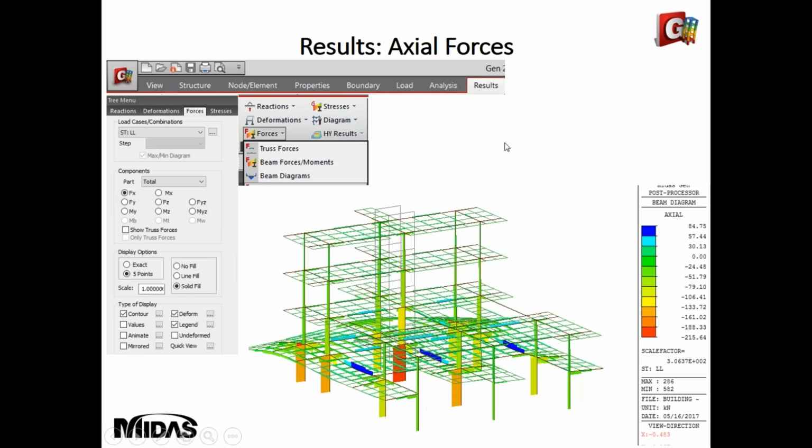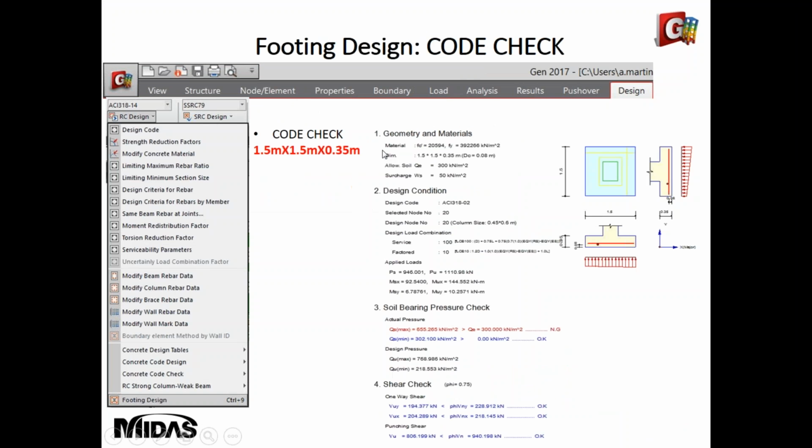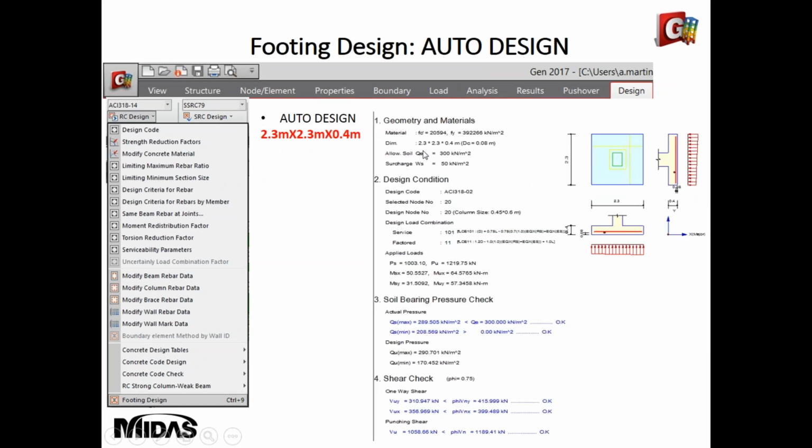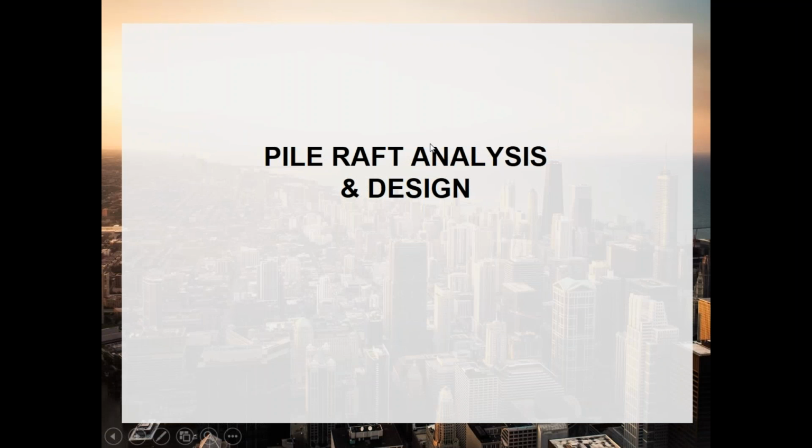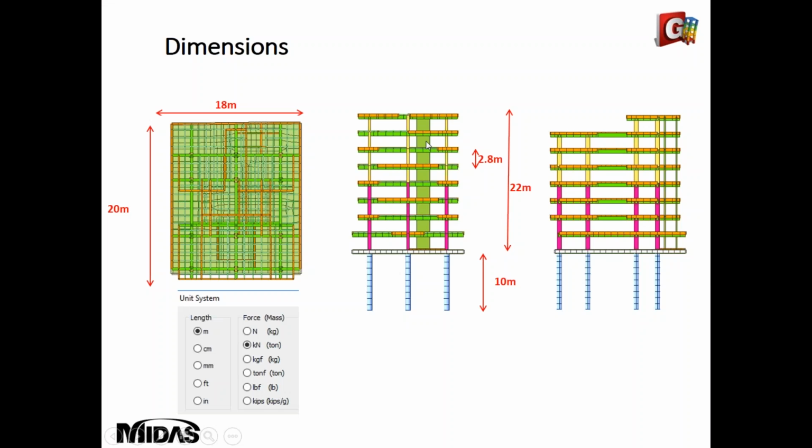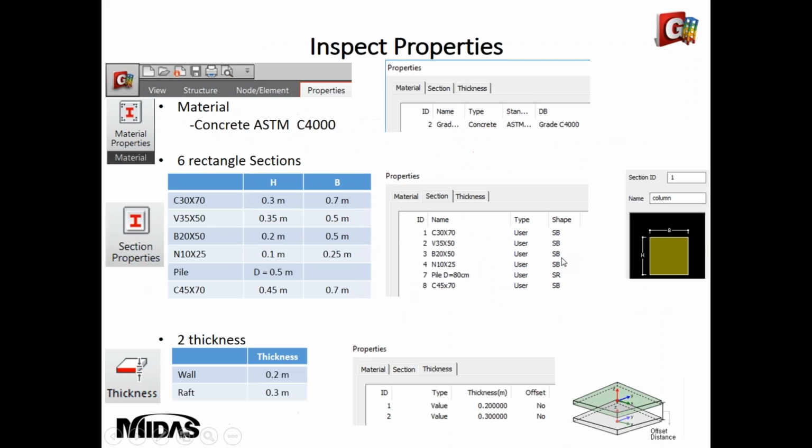So we will now move on to what we just finished covering. We will now move on to the Pile-Raft model for analysis and design. These are the dimensions of the model we're going to be working with. We have a structure that's around 10 stories, 22 meters high, and we're going to create the piles, 10 meters deep, all along the locations of the columns.